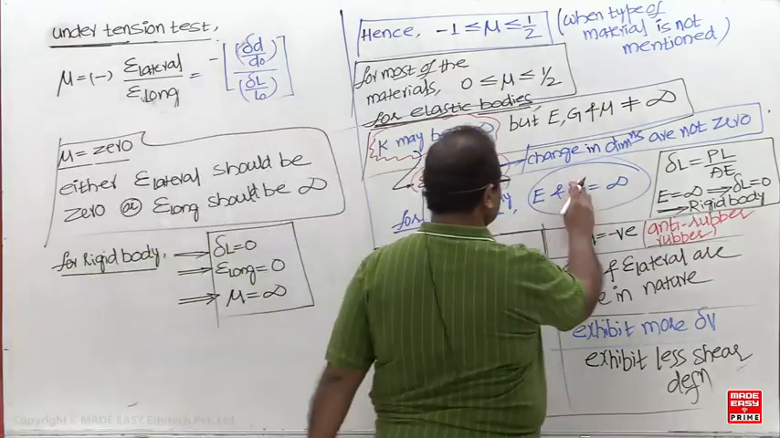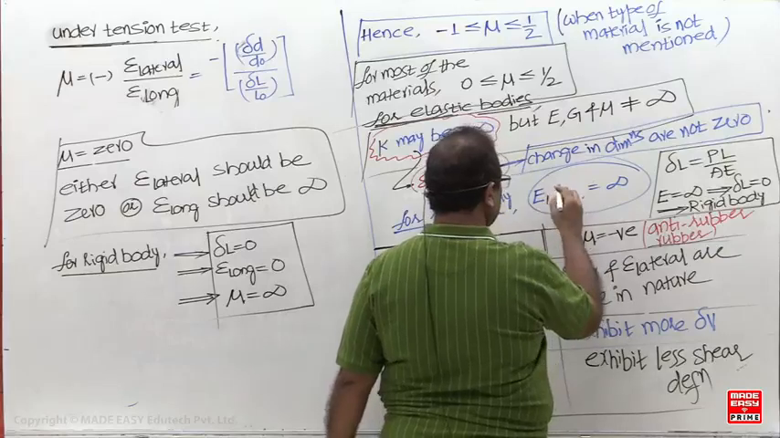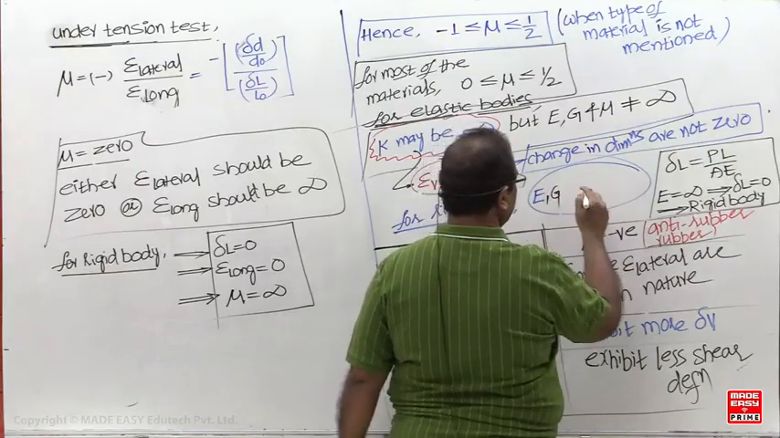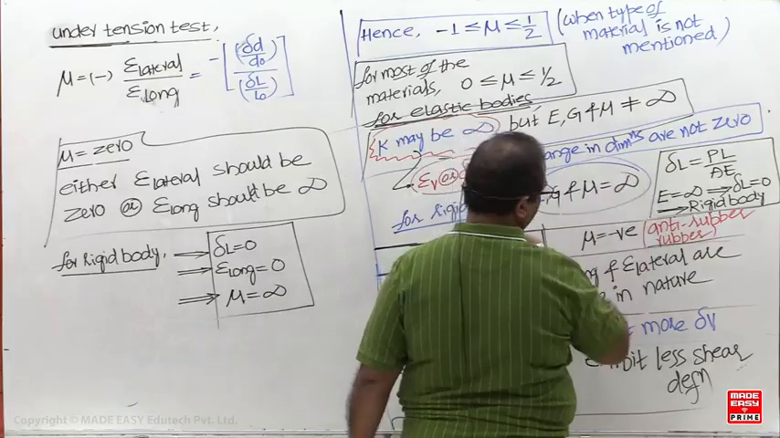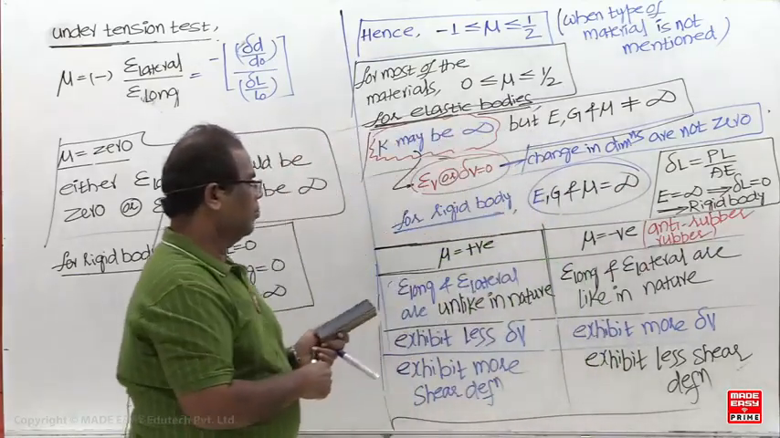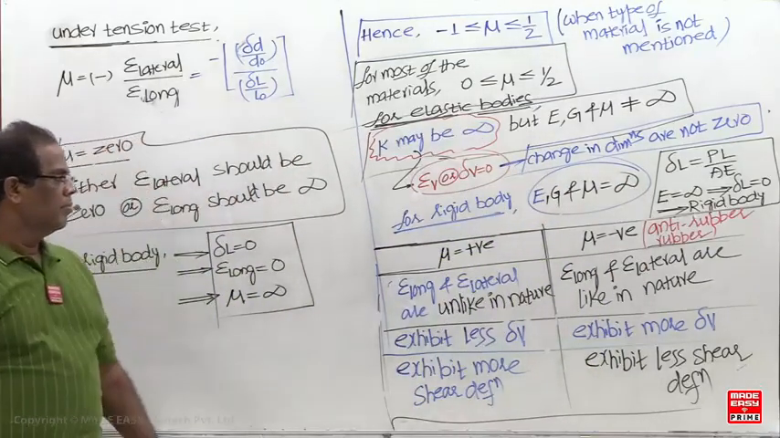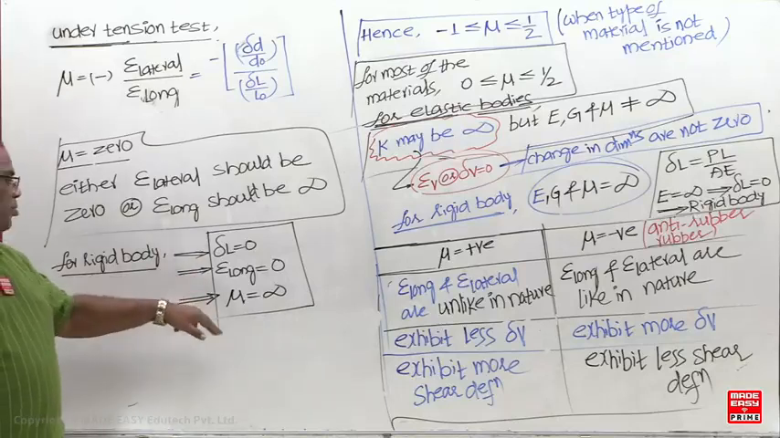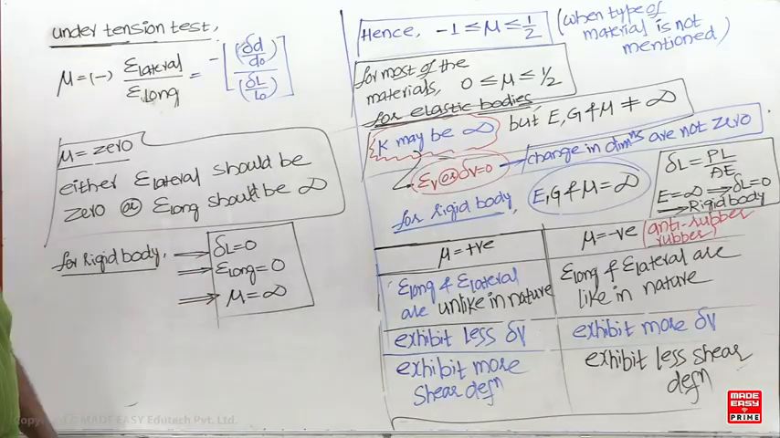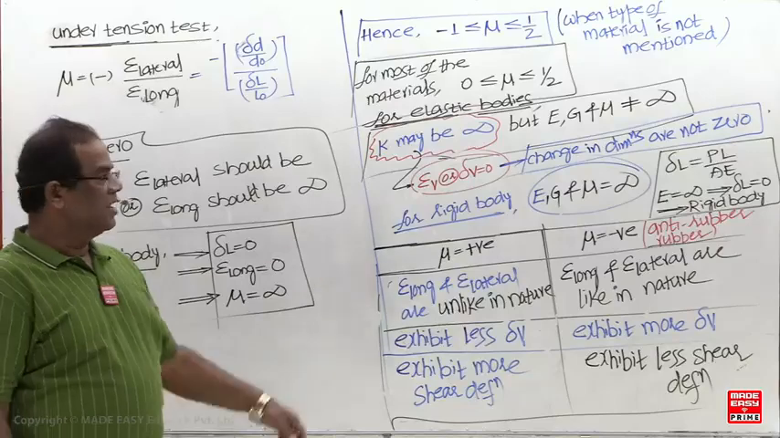So I can put it like this now. For rigid body, E, G and mu are infinity. But for deformable, it is never going to be infinity.